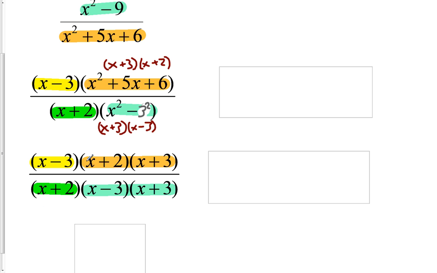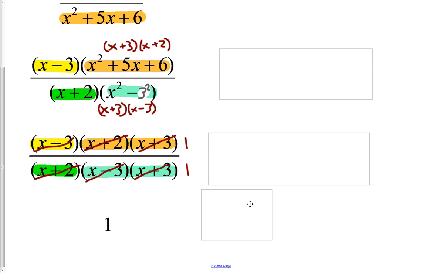Anything that can cancel on top and bottom will cross out. So we have an x minus 3 factor and an x minus 3 factor. Cross those out. An x plus 2 and an x plus 2 factor. Holy moly, look at that. And when everything cancels out, you have to remember that it is not, in fact, 0. You are left with a 1 on top and a 1 on bottom. So 1 divided by 1 is simply going to be 1.